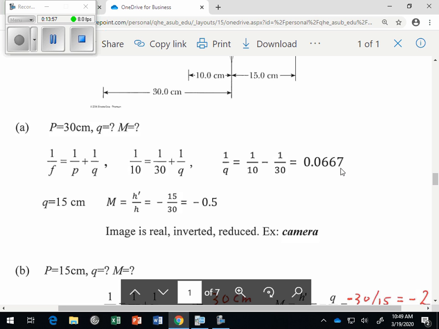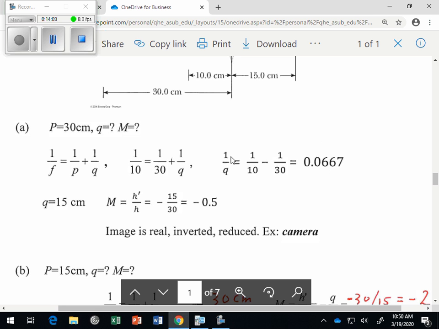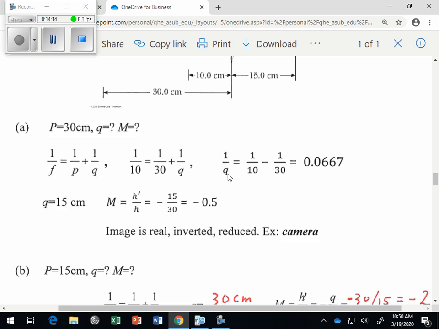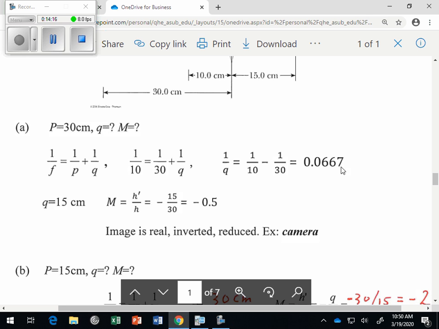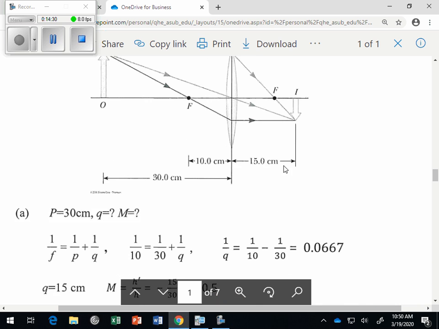0.0667. I'm going to wait for you for 1 minute. Let you finish this. Is that what you got? Great. Okay, now that's 1 over Q, right? So we want to find the Q, so it should be Q equals 1 over this number. Then you find it gives you 15 centimeter. See? F equals 10 centimeter, P equals 30 centimeter, and Q equals 15, just like this one.